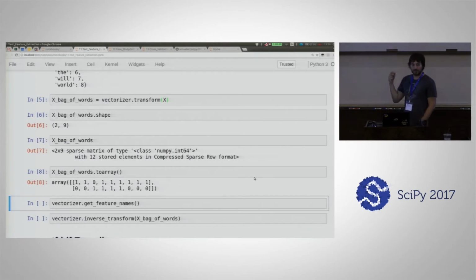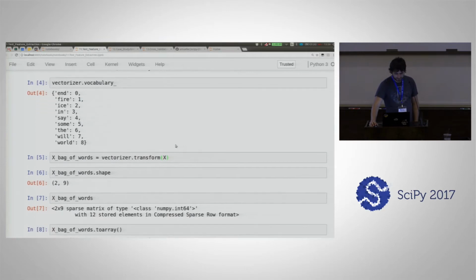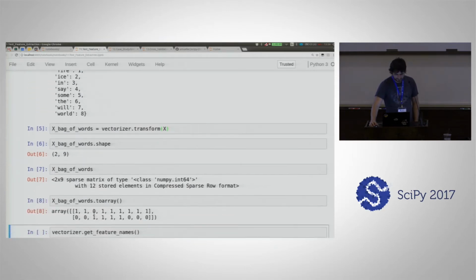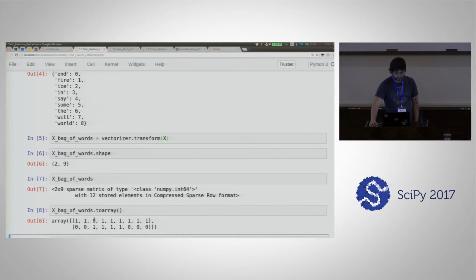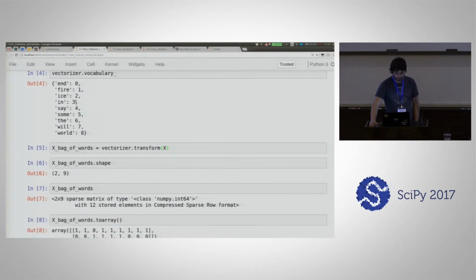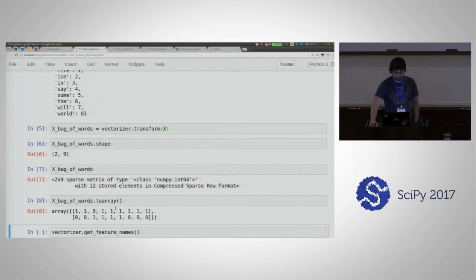You can make this into a NumPy array with toarray, and so you can actually look at all the entries. I'm not going to go through all of this, but you can see that "fire" appears in the first one, "eyes", "in", "say", and "some" appear in the second one, some appear in both of them, and then the rest appear only in the first one. So here, everything is 1 or 0. It could be any larger integer count if a word appeared multiple times.